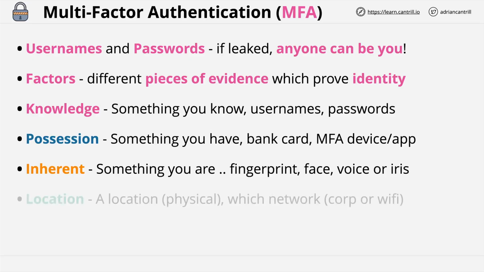And then lastly, we have location. So this can be either a physical location, so a particular set of coordinates anywhere in the world, or it can be the type of network that you're currently logged into to access a system. So whether you're logged into the corporate network or using your home Wi-Fi network. Various different security procedures might require a certain location, which is a factor to use as part of an authentication process.